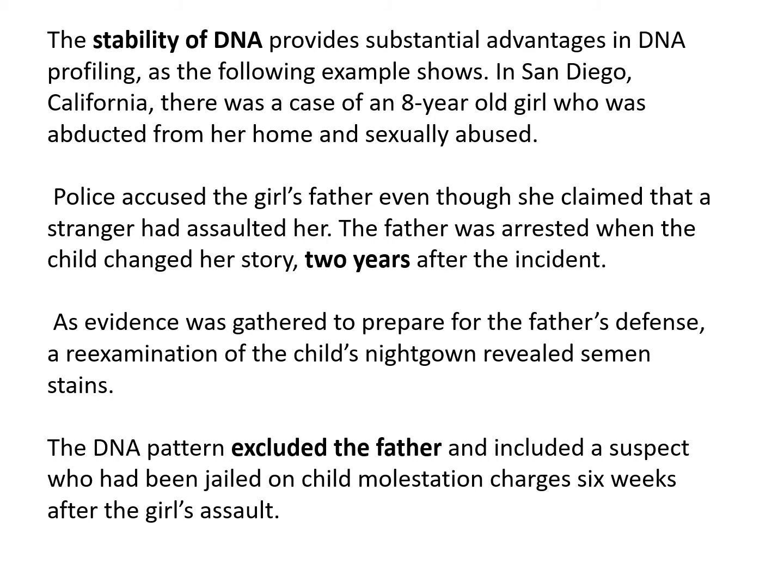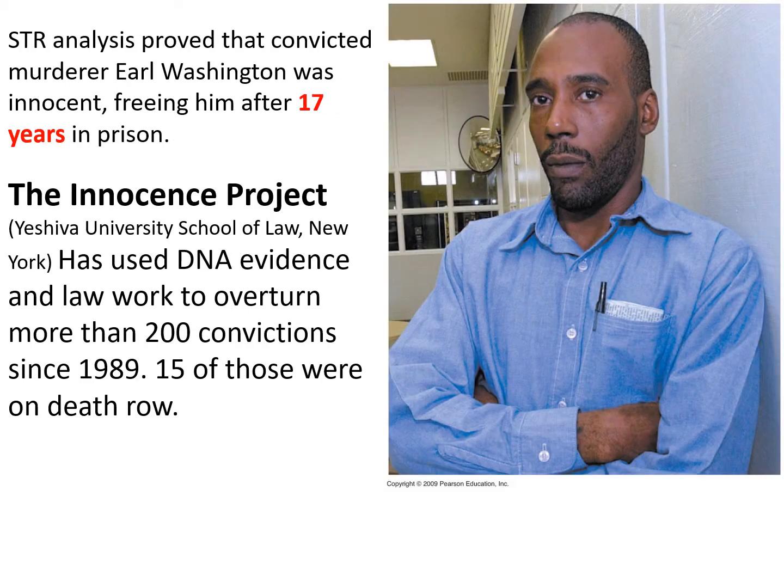So it's very important. This is an example of a man whose innocence was discovered through the use of DNA. He spent 17 years in prison. This man is Earl Washington. He was accused of a murder he did not commit and spent 17 years in prison, but STR analysis, which is a DNA profile, we'll talk about how they're collected later, was used to overturn his conviction.